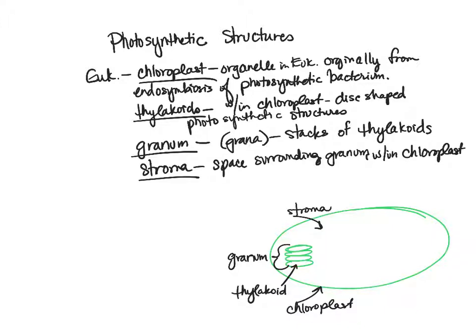And of course in my drawing this is overly simplified. We have lots and lots of grana in here, lots of stacks of thylakoids, all kind of crammed in there. So this is when we're talking about eukaryotic organisms. We can think of plants in this case, for example.